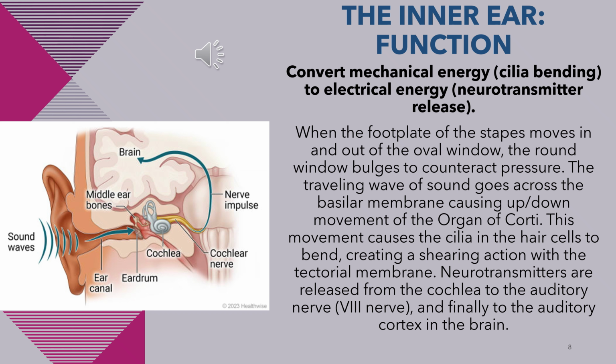When the footplate of the stapes moves in and out of the oval window, the round window bulges to counteract pressure. The traveling wave of sound goes across the basilar membrane, causing an up and down movement of the organ of Corti. This movement causes the cilia in the hair cells to bend, creating a shearing action with the tectorial membrane. Neurotransmitters are released from the cochlea to the auditory nerve, and finally to the auditory cortex in the brain.